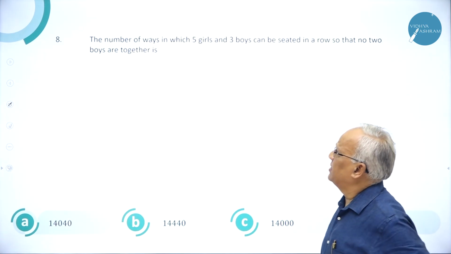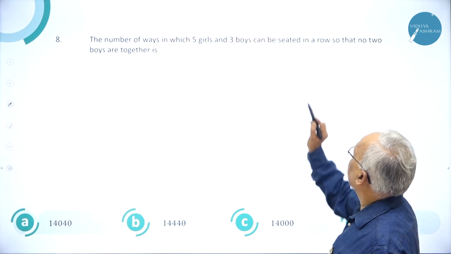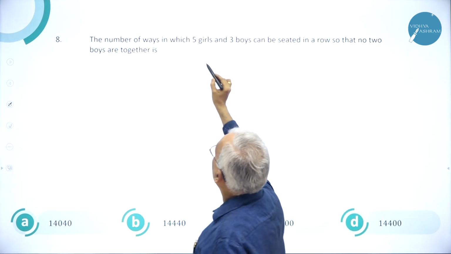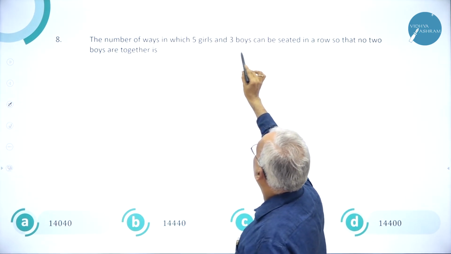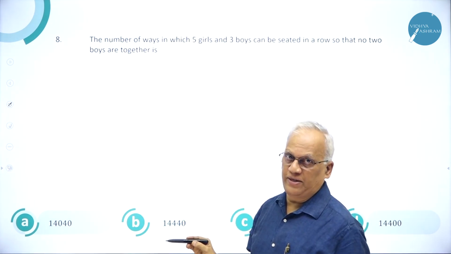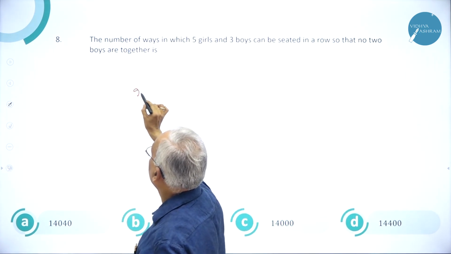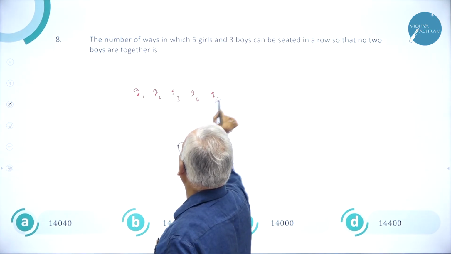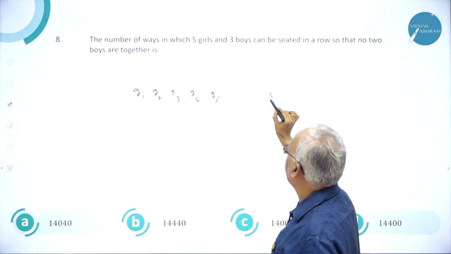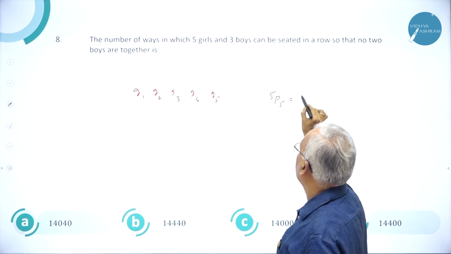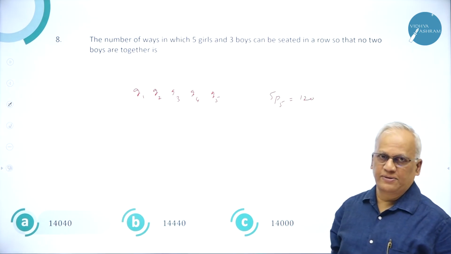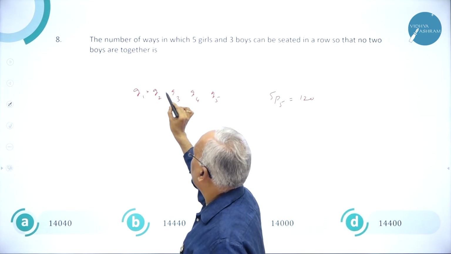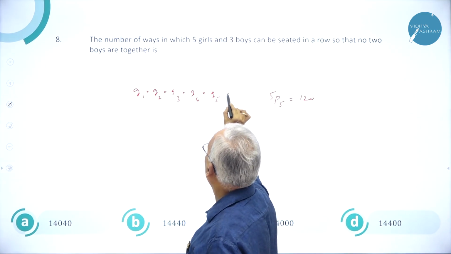The number of ways in which 5 girls and 3 boys can be seated in a row so that no 2 boys are together. See, first we should know that no 2 of the 3 boys are together. So first you arrange the girls G1, G2, G3, G4, G5. In how many ways can you arrange the 5 girls? 5P5, that is 5 factorial, which is equal to 120 ways. Now how many places do you have between these girls? You have 1, 2, 3, 4, 5, 6.